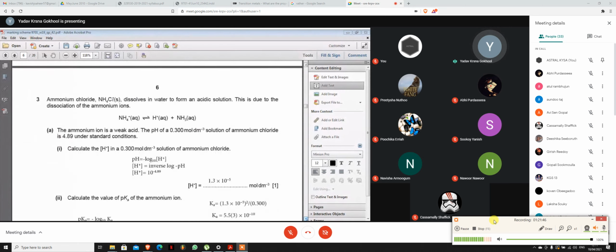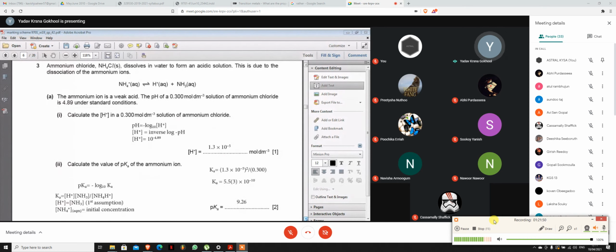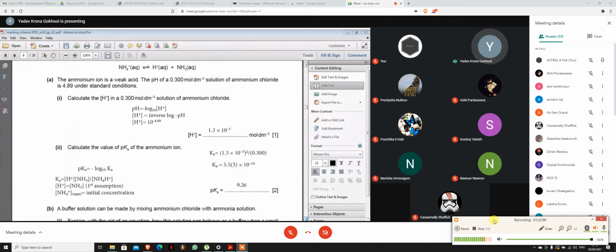Here, question number 3, again, we have about pH. I have worked it out in detail. We are looking for the concentration of H plus, so we do the inverse log of pH. Then we are looking for pKa, so we have to look for Ka, and then from Ka we go to pKa.